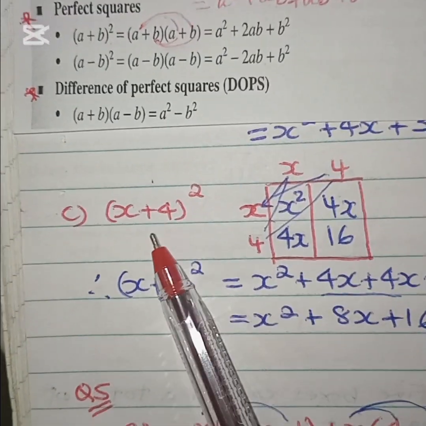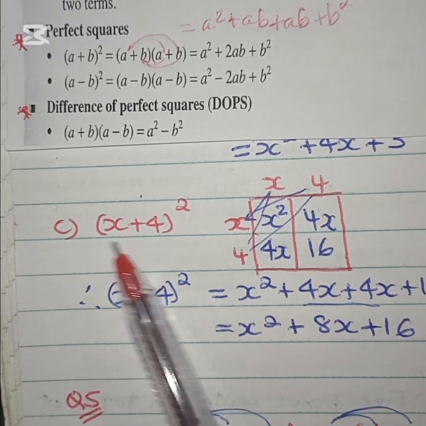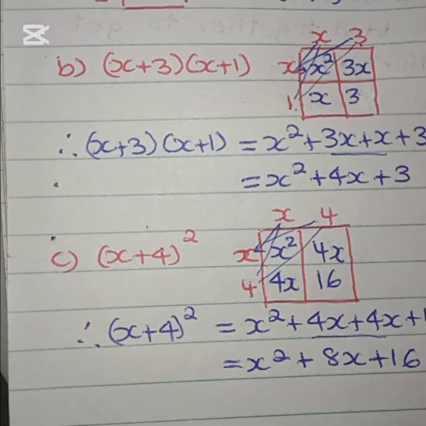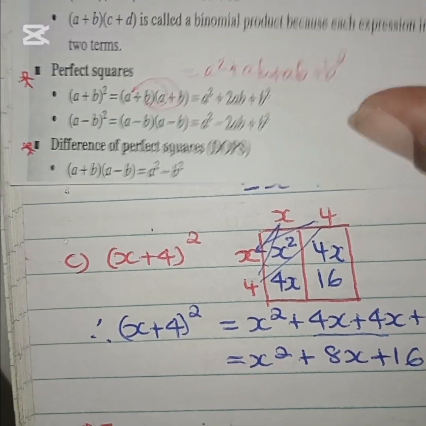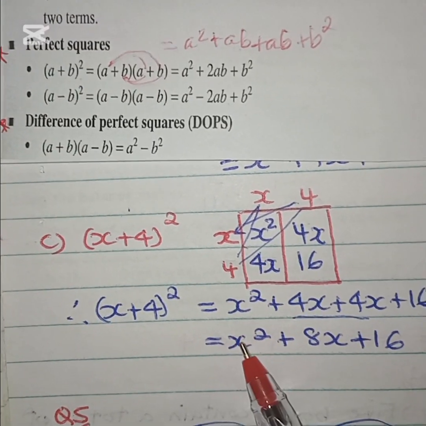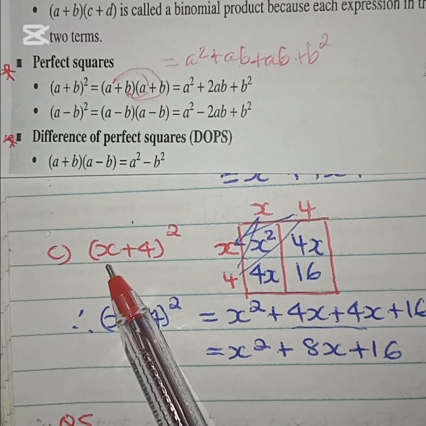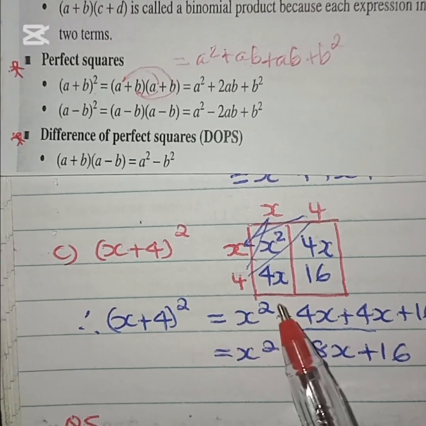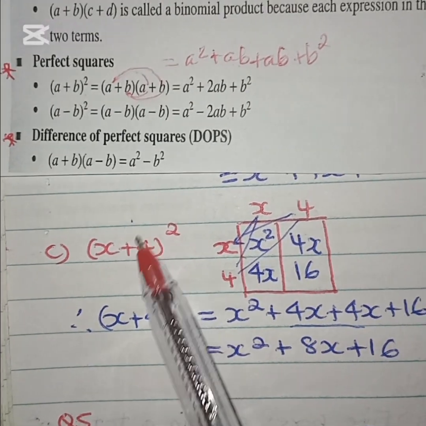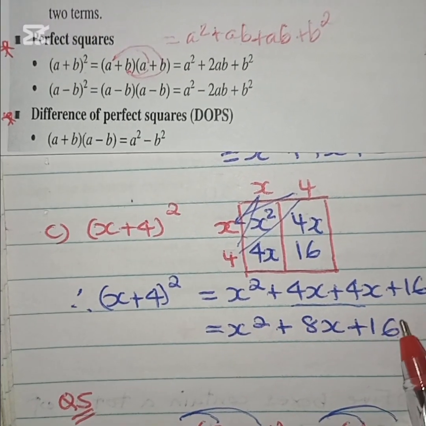So let's see this example. We've got x plus 4 squared. Now to go short, we can just go x squared plus 2 times x times 4, or 2 times 4 times x, whichever way, gives positive 8x, and 4 squared gives positive 16. That's the shortest way to go.